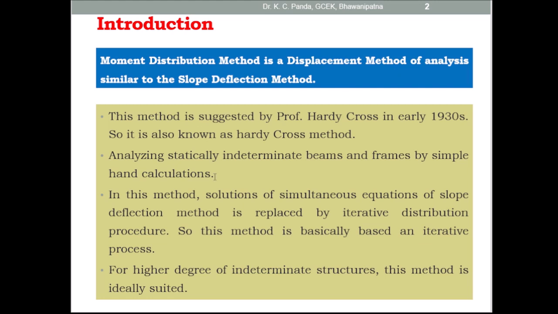This method begins with the assumption that all the joints in an indeterminate structure are fixed temporarily against rotation and displacement. The fixed end moments induced by the loading on the spans are written down at each joint. Then the joint is released one at a time in succession. Because of the release of joints, unbalanced moments arise at the joints. These unbalanced moments are distributed at the joints in proportion to the distribution factors of the members meeting at the joints.